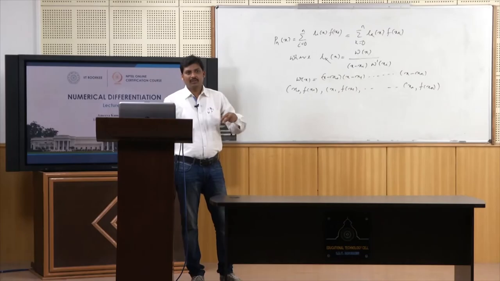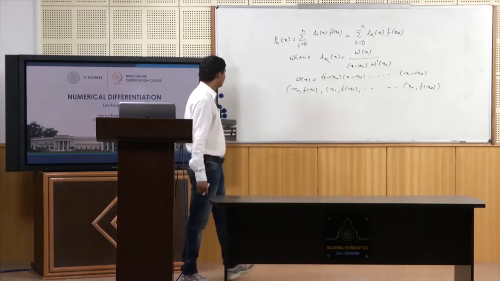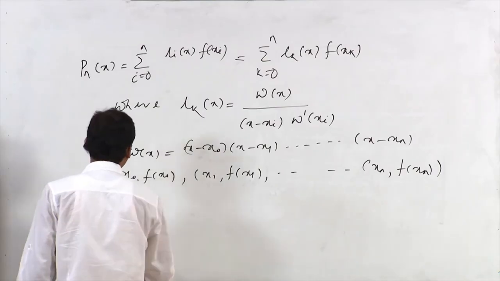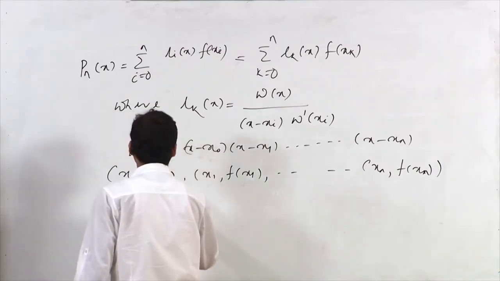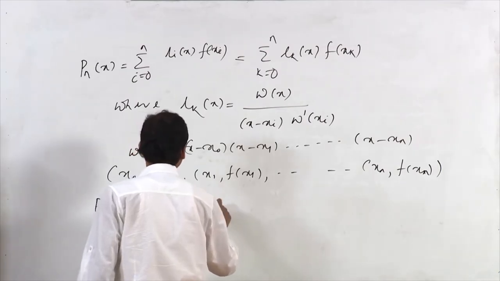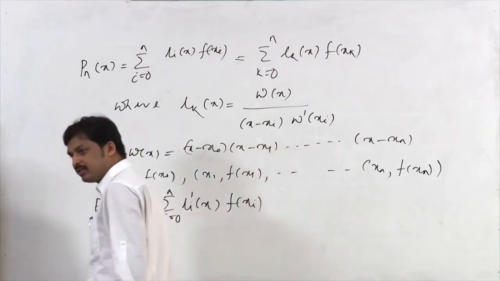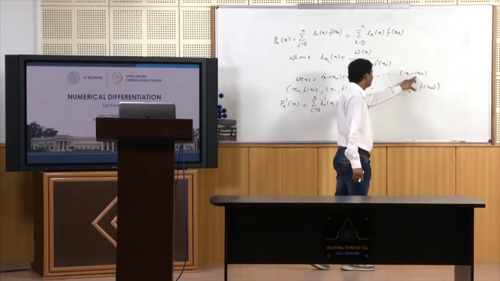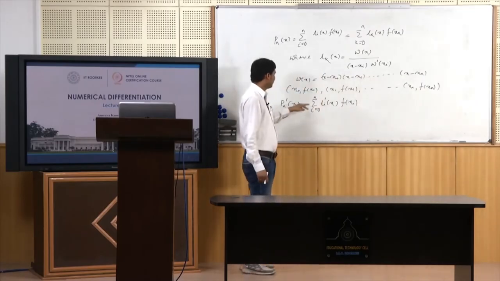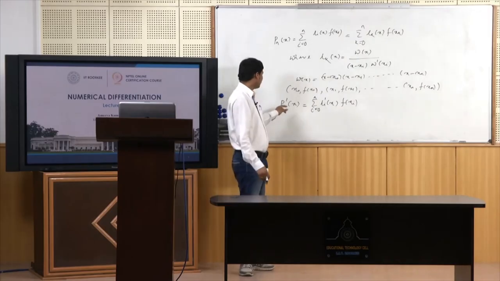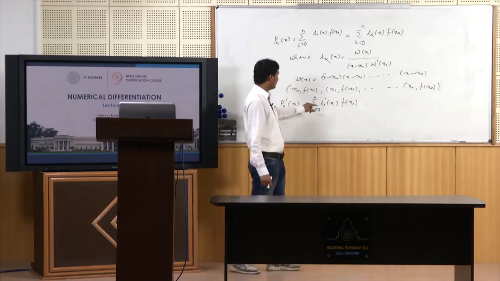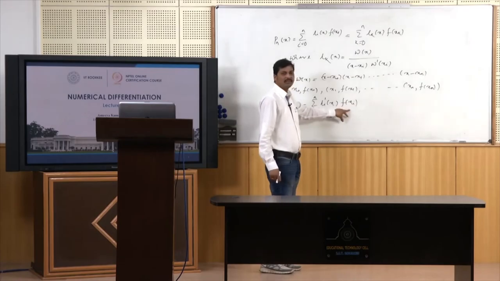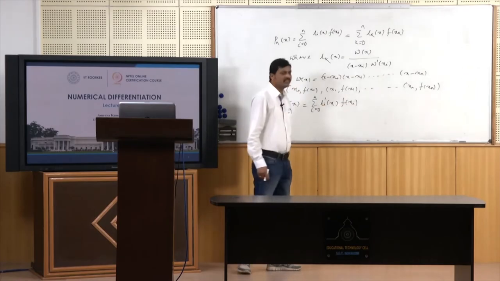Basically, if you want to evaluate the derivative of the function Pn(x), it is written as Pn dash of x, and this can be written as summation i equals 0 to n li dash of x f(xi). Since omega(x) consists of the variable x, we can differentiate this function. The derivative of Pn(x) is nothing but the derivative operating on li(x), multiplied with the functional values given at all of these nodal or tabular points.